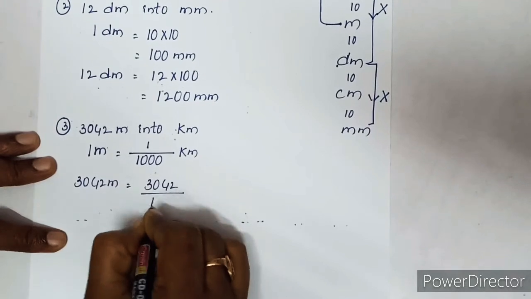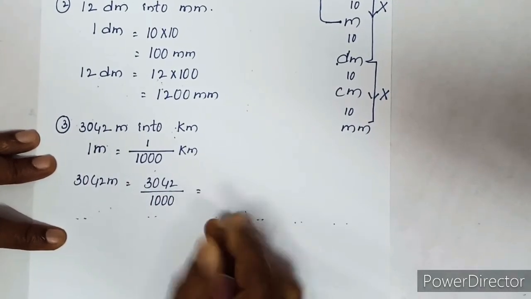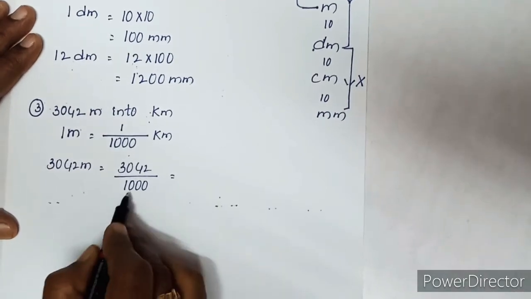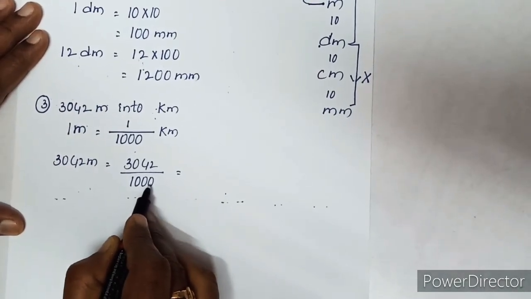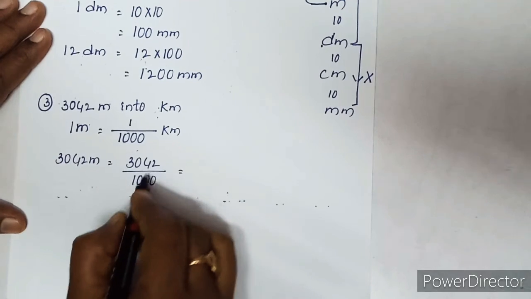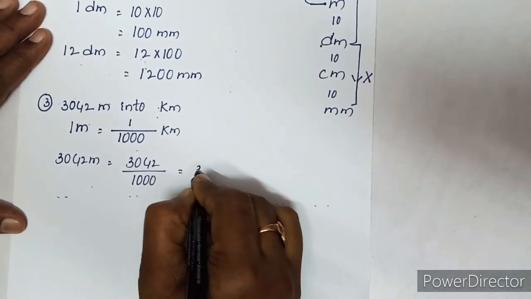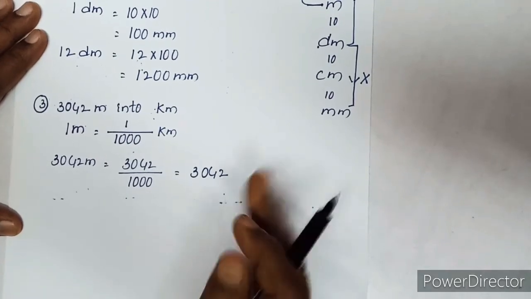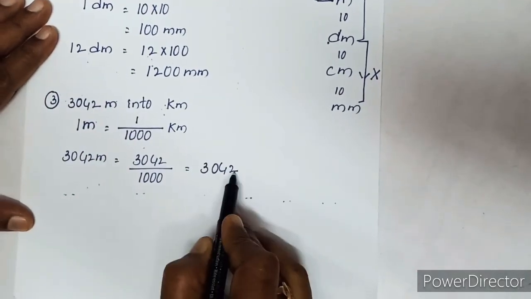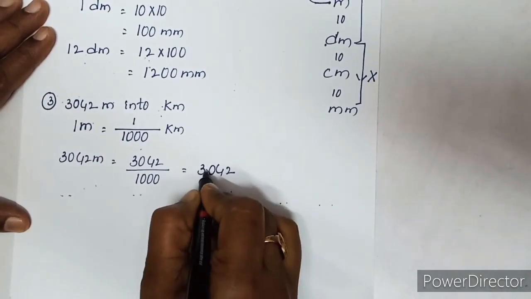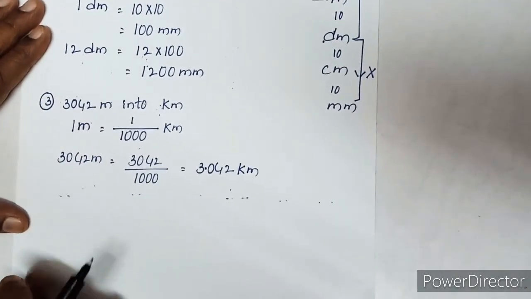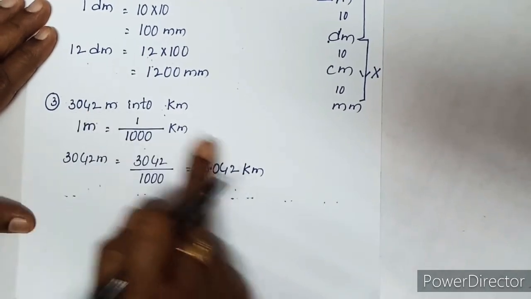And 3042 meters is equal to 3042 by 1000. This is nothing but a division. You can write this as a decimal number also. In the denominator, see how many zeros are there? 1, 2, 3. So here first write the given number 3042. Now count 3 digits from right to left. 1, 2, 3. Put a point and write the unit kilometers. So simply you can convert meters to kilometers.